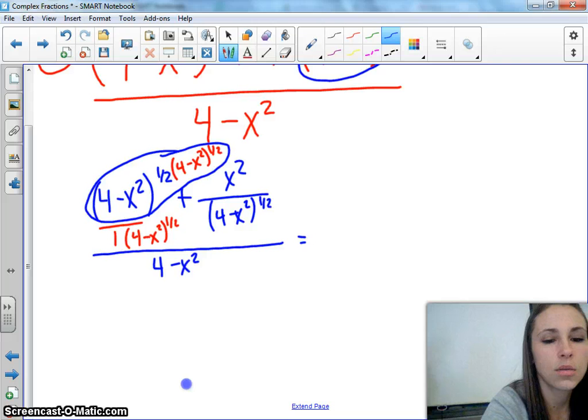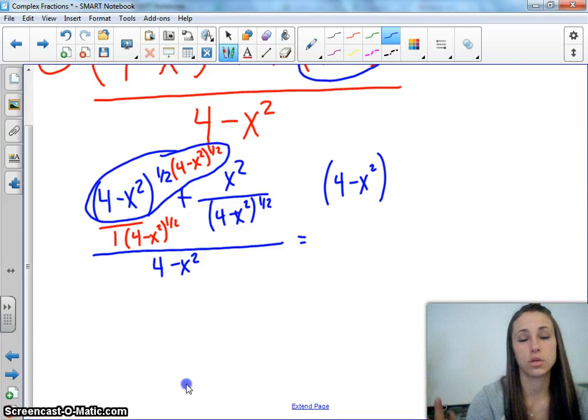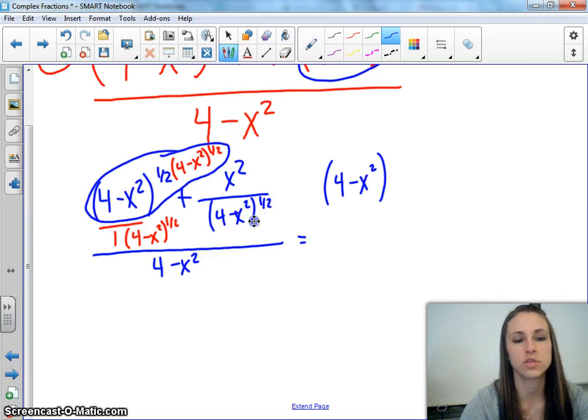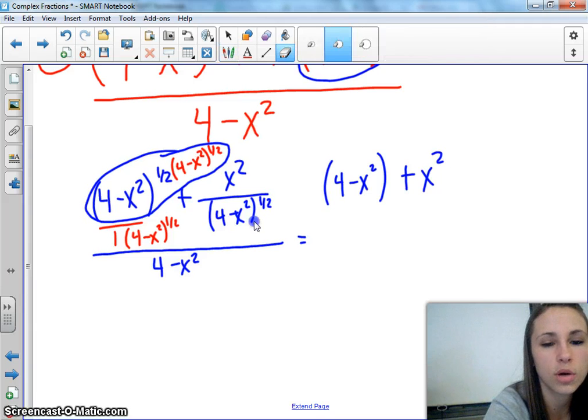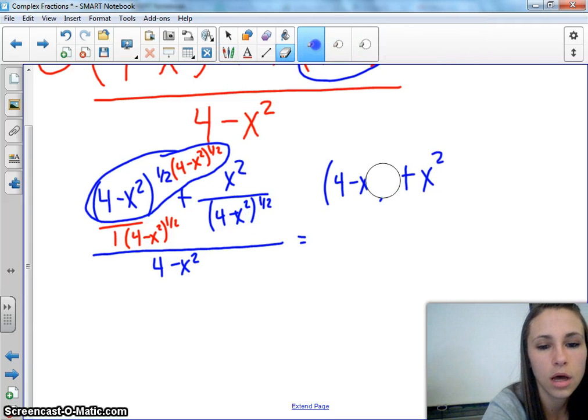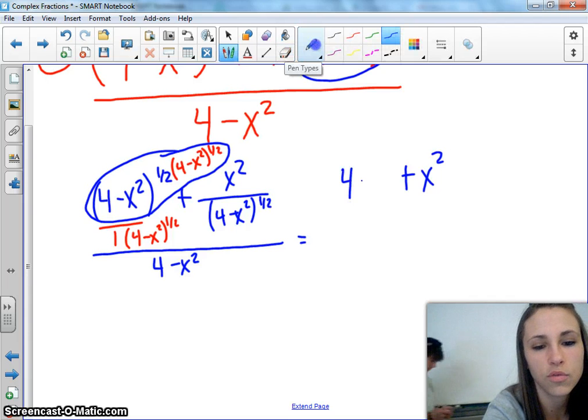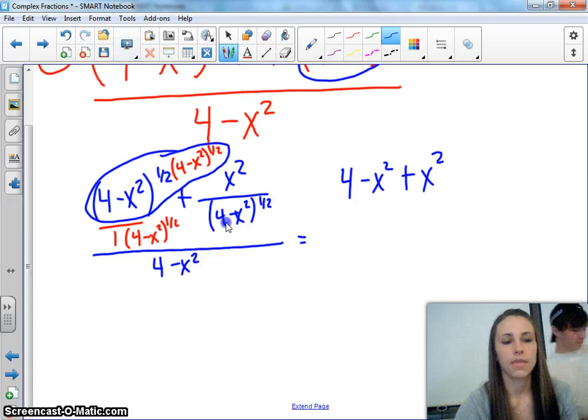So this is going to end up being 4 minus x squared to the 1, or to the first power, since 1/2 plus 1/2 is 1, and then plus x squared. And I can just go ahead and drop these parentheses here, since it's just to the first power. So it's really like 4 minus x squared and then plus x squared. So that's what I have on top there.